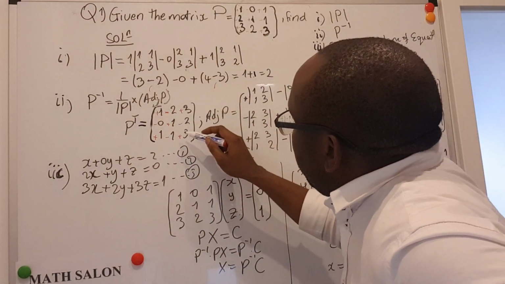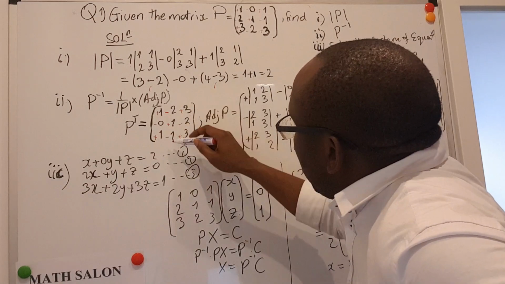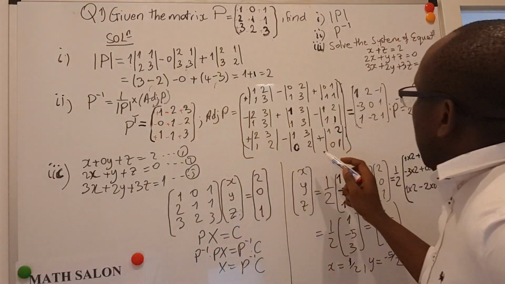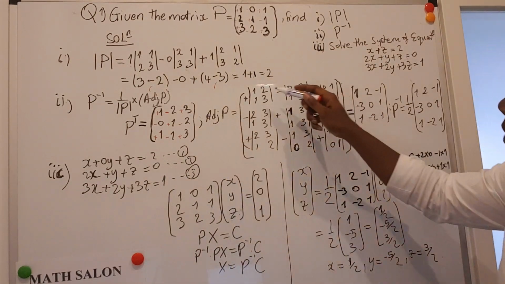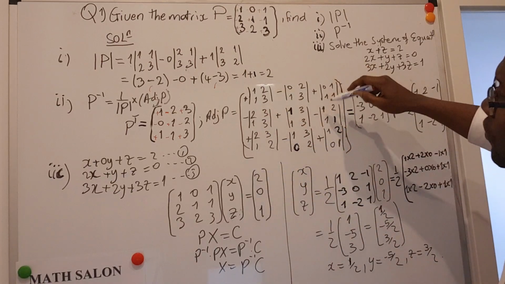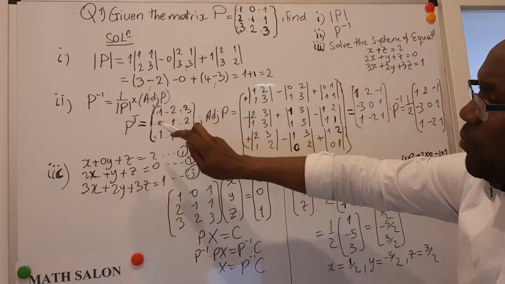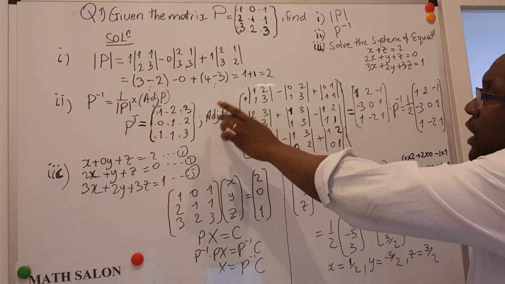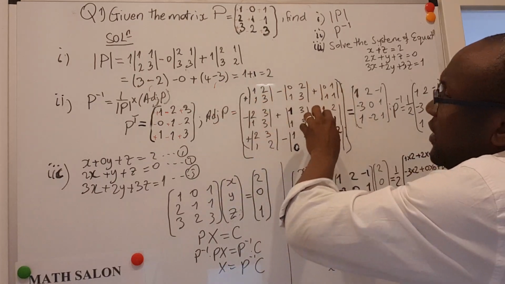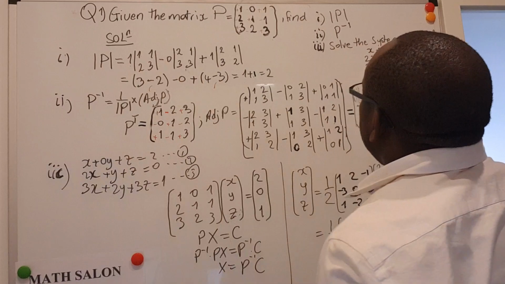I do the same thing here. So this is that. I remove this row and column and I get 1, 3, 0, 2. And the same thing for the third one, and you come out. So this is the cofactor matrix of the transpose of P, and that's what we call the adjoint or adjugate of P. Once we simplify this, we can put it here and get our inverse.